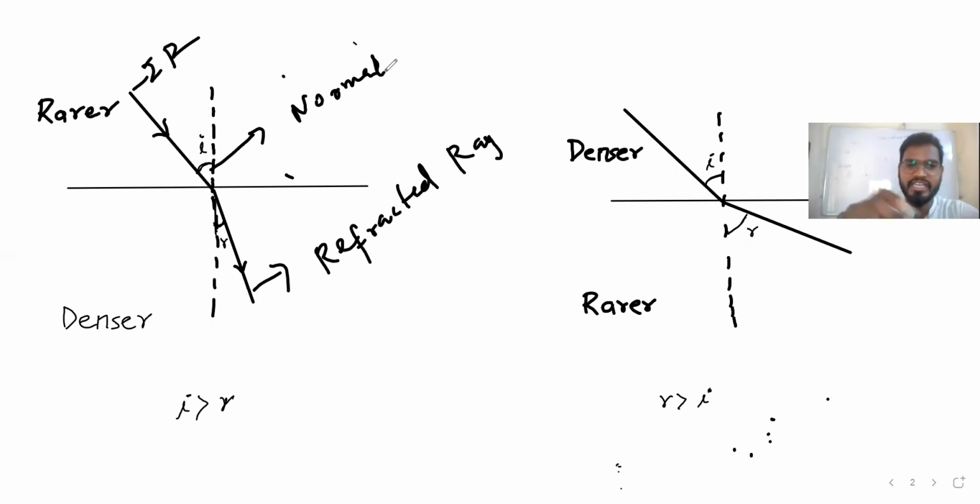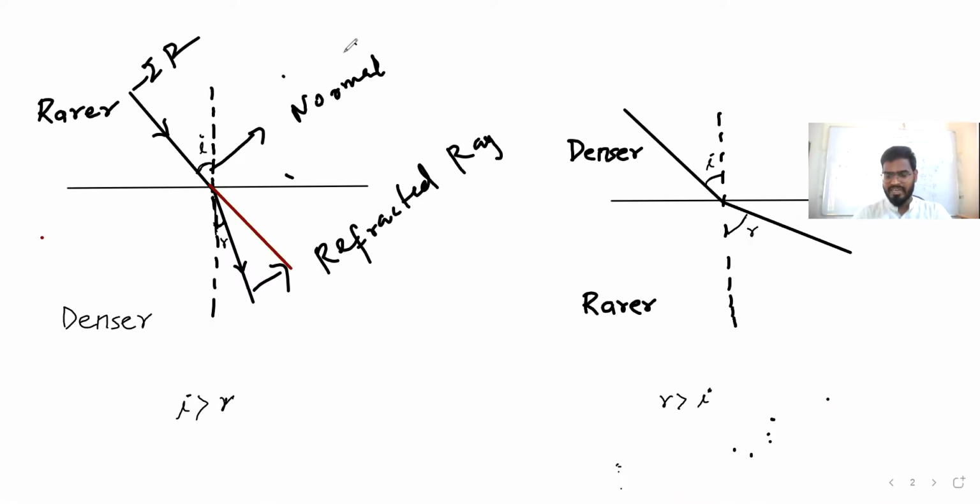And then what happens here is a ray of light travels, passes from a rarer to a denser medium, then it bends towards the normal. Let's see, guys. If you see properly here, we can say the ray of light was supposed to travel like this, right? But it went towards the normal. It bends towards the normal. So a ray of light that travels from a rarer to a denser medium bends towards the normal.